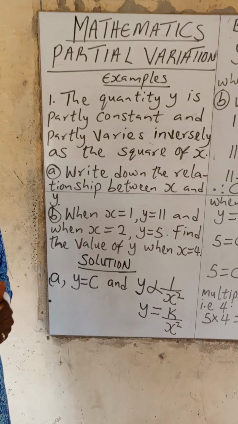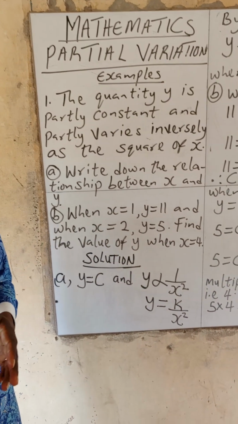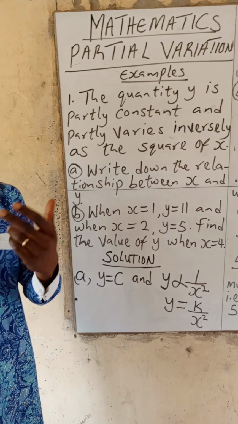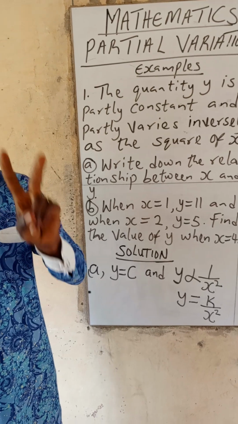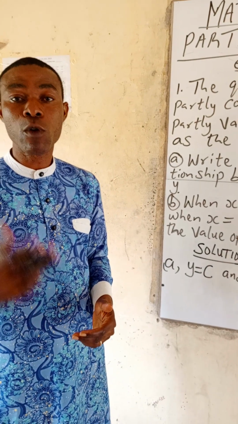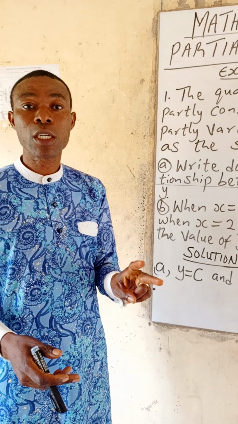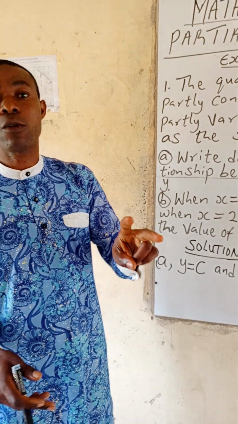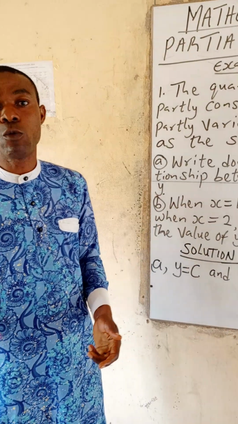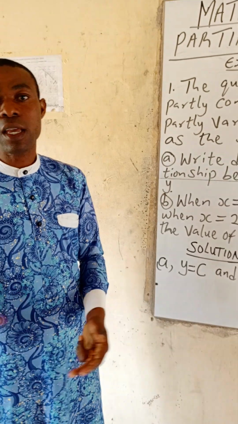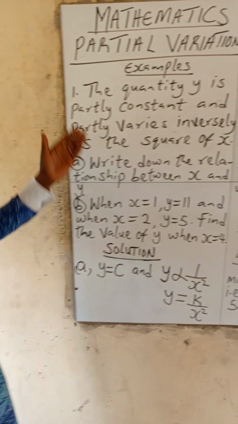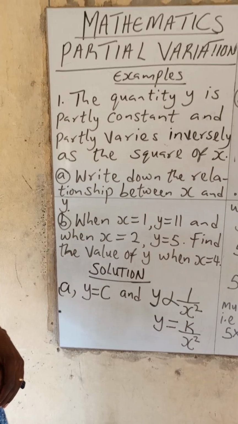Remember, during our first videos on variation, we learned that in partial variation, to get a particular quantity, we are going to add two different quantities together to get the quantity we are looking for, in which among the two quantities we are adding together, one will be constant, while the second will vary either directly, inversely, or jointly as the quantity we are looking for.